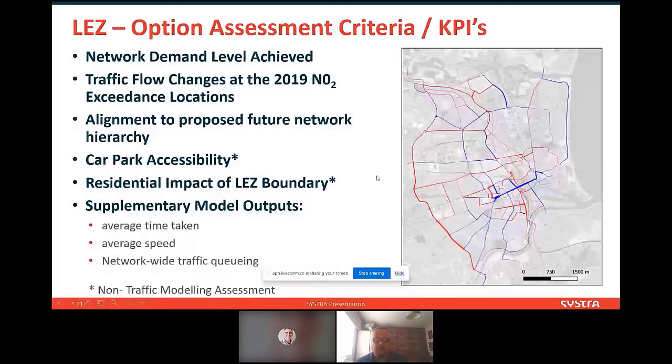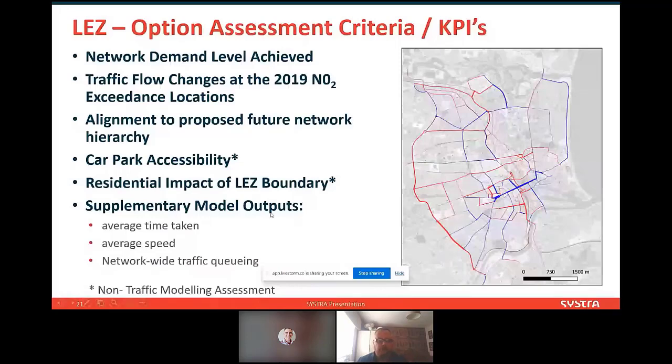Similarly, the larger an LEZ that you have, the more impact it has on residents, people who live within that boundary. Clearly, they would have to upgrade their vehicle if you live within a low emission zone. So the bigger a boundary you go, the more people you're going to impact. So these are all factors when we're assessing the different LEZ boundaries.